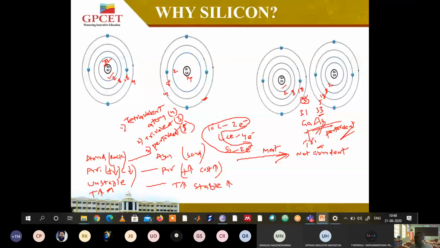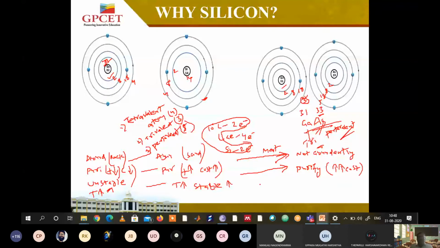Please write this point as a note: gallium arsenide is not abundantly available on its surface. We need to import this raw material from other countries, and while we import it, we need to purify it. We need to purify this gallium arsenide, and the purification cost is very high. Please do remember this point. Purification of gallium arsenide is very costly, and it is not abundantly available on our surface.